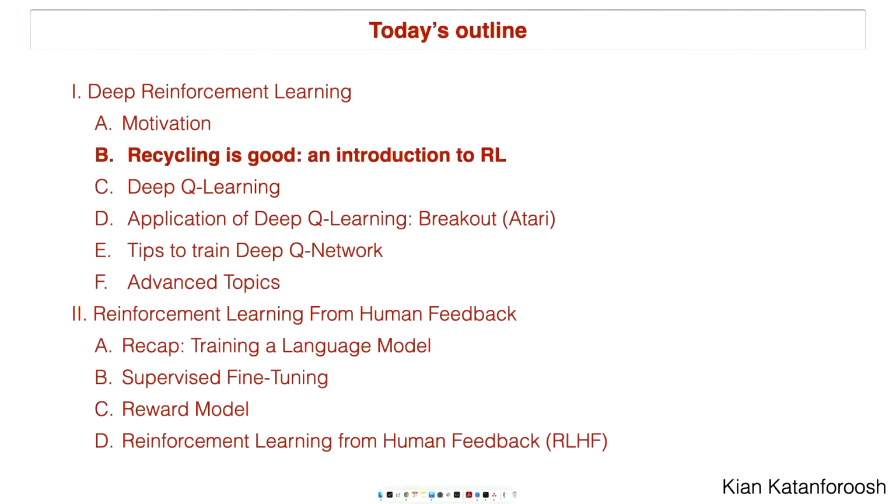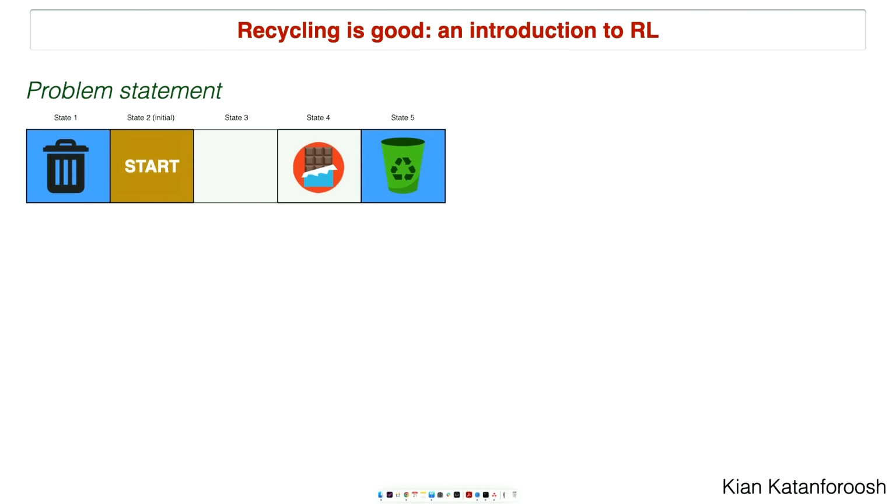That's a good point. Okay, let's get to a practical example of a reinforcement learning algorithm and develop it together. This example is called recycling is good, because recycling is good, but also because it's a simple example illustrative of reinforcement learning. So let's say we have a small environment with 5 states. There is a starting state marked in brown, which is state 2. It's our initial state.